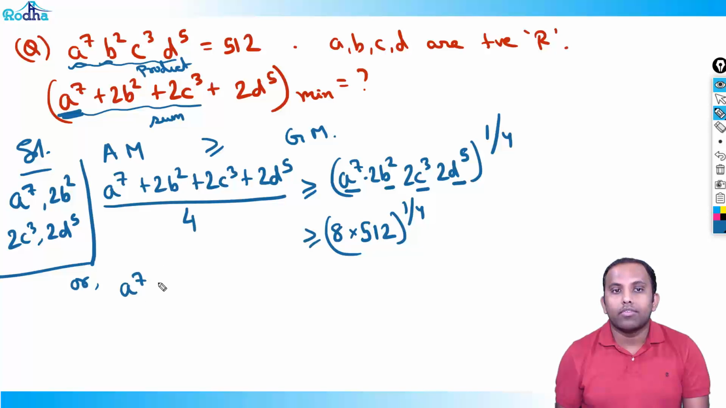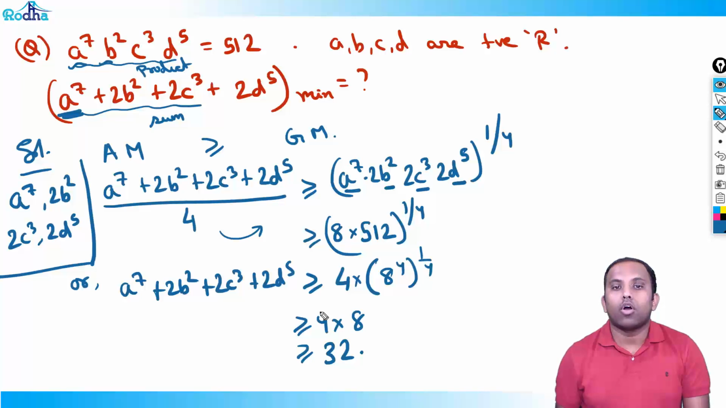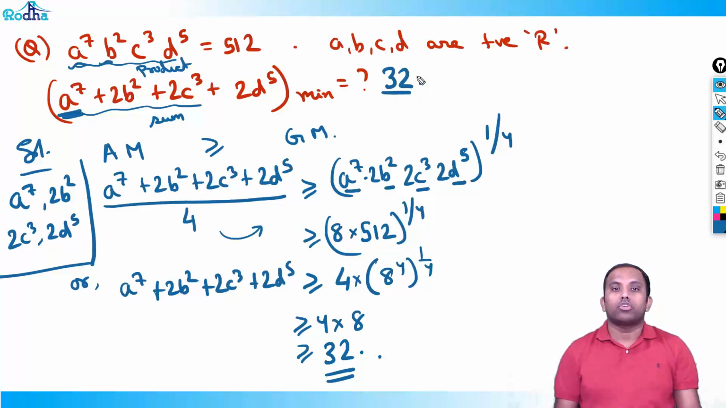So A to the 7 plus 2B square plus 2C cube plus 2D raised to 5 is greater than or equal to 4 into, this 4 will come here, 8 into 512 raised to 1 by 4. 512 is 8 cube, so 8 raised to 4, raised to 1 by 4. It becomes 4 into 8, that is 32. Since its value is always greater than or equal to 32, its minimum value will be 32. So 32 is the answer for this question.